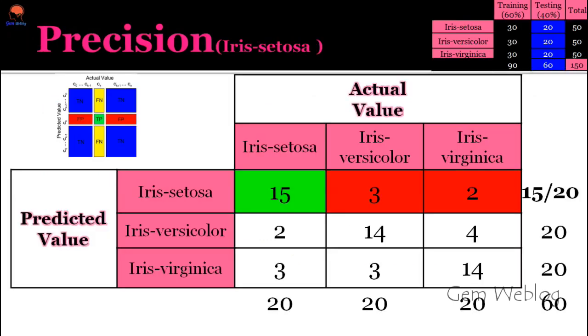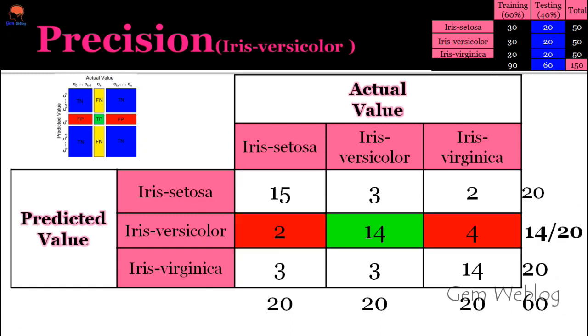Now we will look into the calculation of precision of Iris Setosa. 20 samples have been classified as Iris Setosa by the ML model. Out of these 20, 15 actually belong to the Iris Setosa class, 3 samples belong to Versicolor and 2 samples belong to Virginica. So the precision is 15 divided by 20.